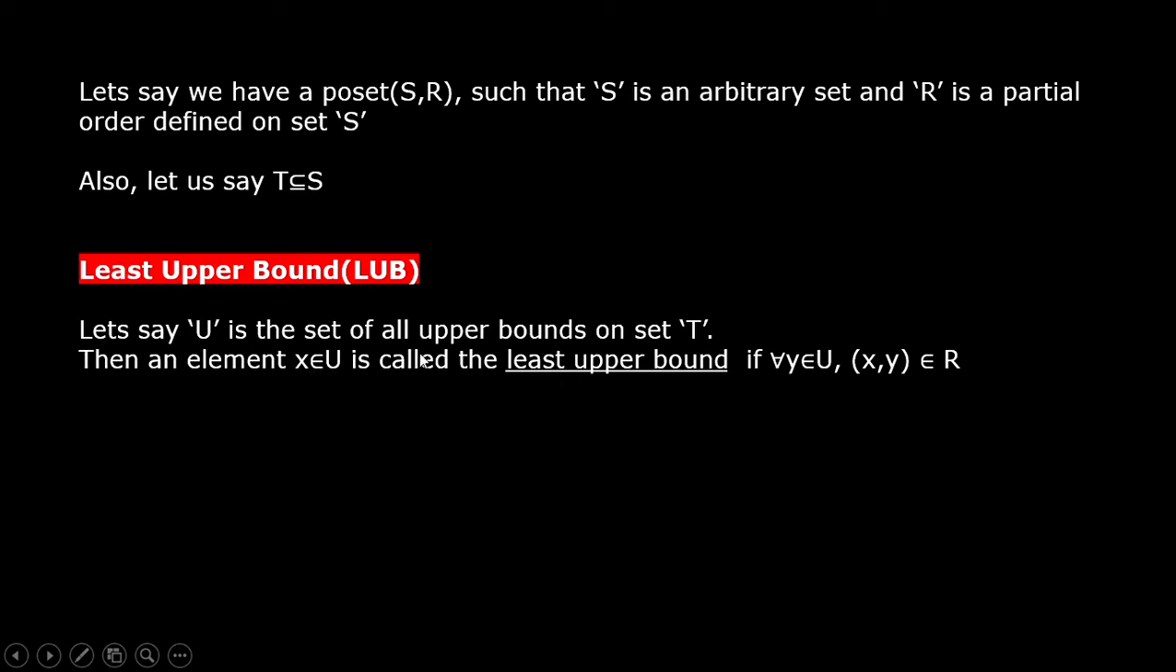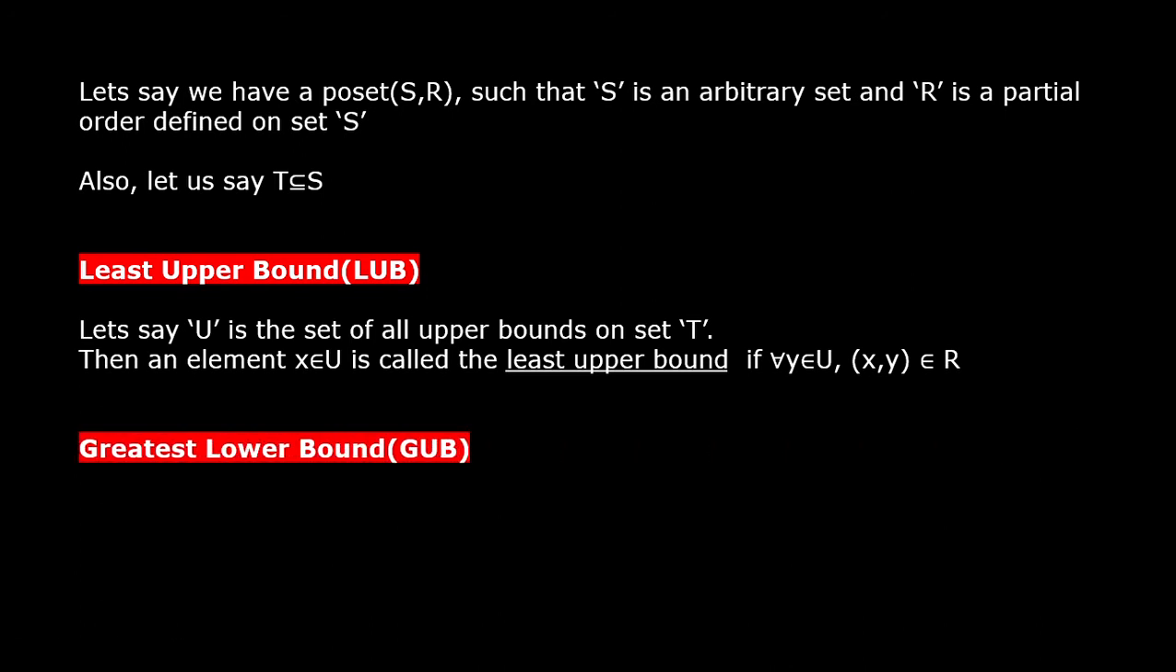In that case, X will be called the least upper bound if for all Y that belongs to set U, where X is one such arbitrary element which belongs to set U and Y represents all those remaining elements of set U other than X, if (X, Y) exists in the partial order R, or in other words, if X is related to all the remaining elements of the set U, in that case X will be called the least upper bound of the poset (S, R).